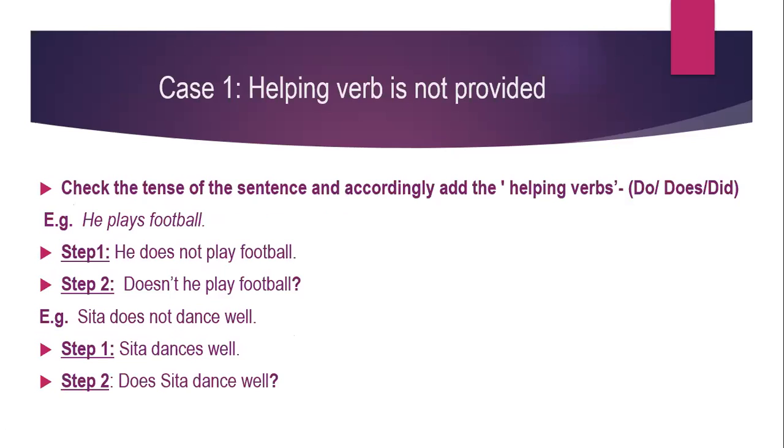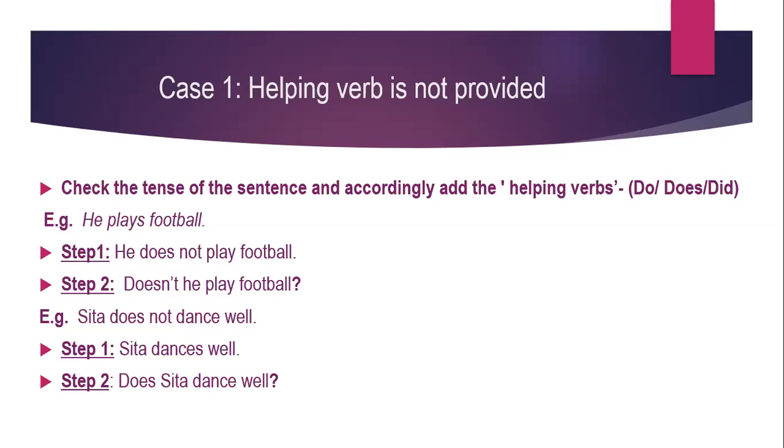Now we have learned how to change an assertive sentence into an interrogative sentence without changing its meaning. Let's look into different cases that we need to keep in mind while changing an assertive sentence into an interrogative sentence. Case 1. Helping verb is not provided. In that case, we would first check the tense of the sentence and accordingly add the helping verbs. Generally, these are do, does, did, and it depends on the number of the subject.